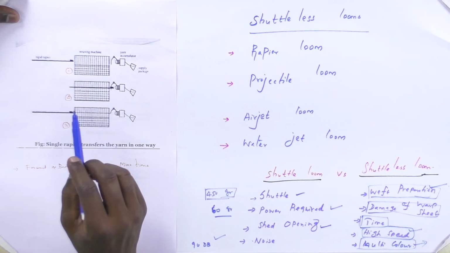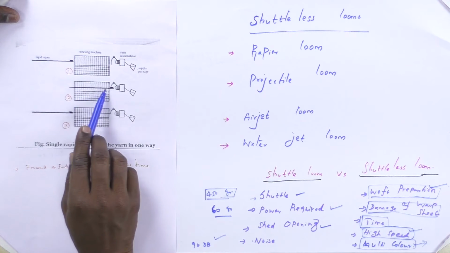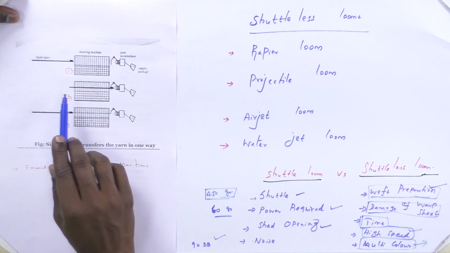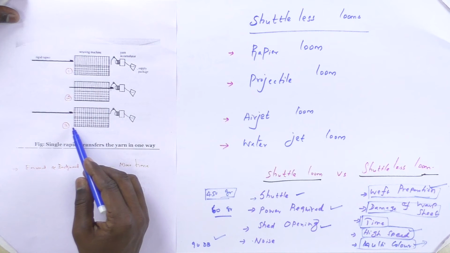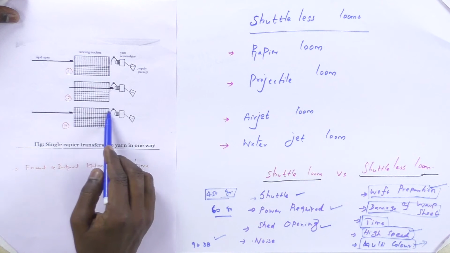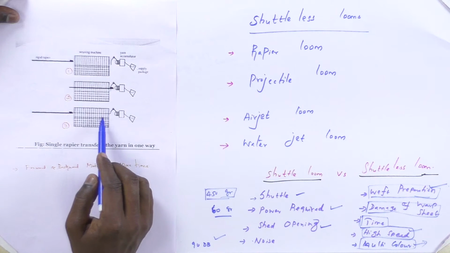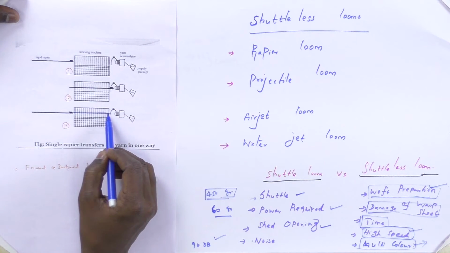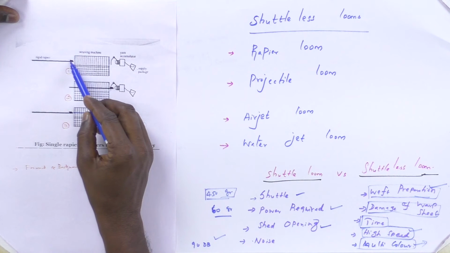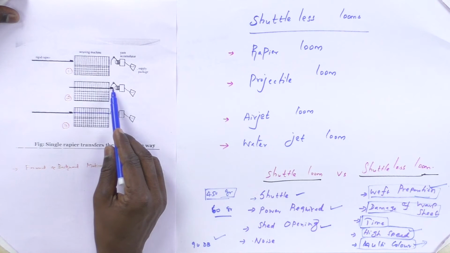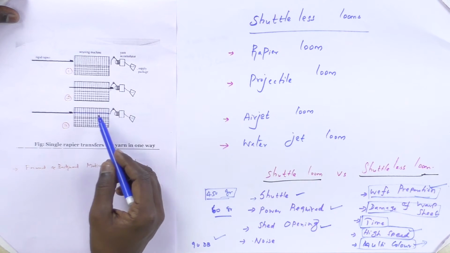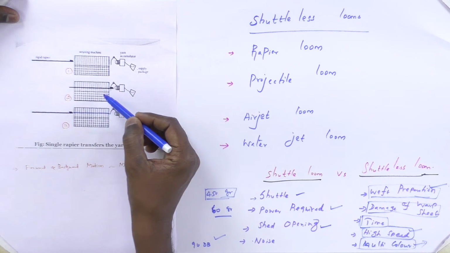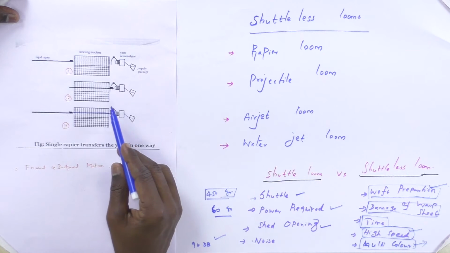In the second diagram, the rapier gets the weft yarn from the weft accumulator and it is ready for inserting the pick. In the third diagram, the rapier comes to its original position and inserts the weft yarn inside the shed. This is the inserted weft. So in the first diagram, it is ready for picking. In the second diagram, it gets the weft yarn from the package. In the third diagram, it inserts the weft inside the shed. So this is the process sequence or weft transfer mechanism using a single rapier.